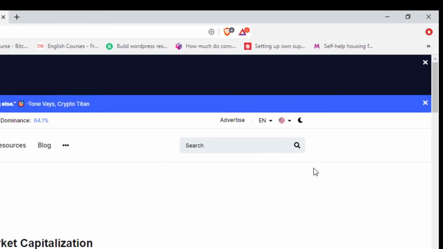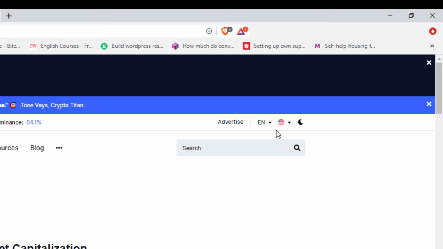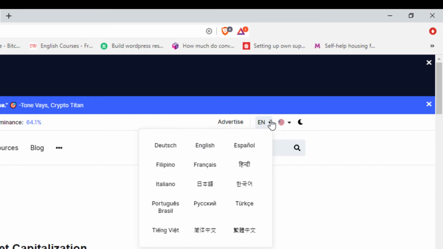Just very quickly, for your benefit, up here you can change the language that you choose to view the site in. So I'm just going to click here. I think there's a bit of lag. So yeah, you've got different language options. You've got Deutsch, English, Spanish, Filipino, French. I'm not sure what that one is, but it looks very exotic.